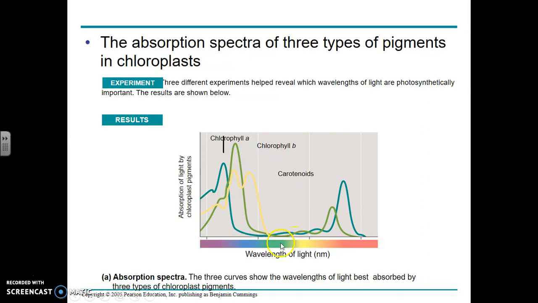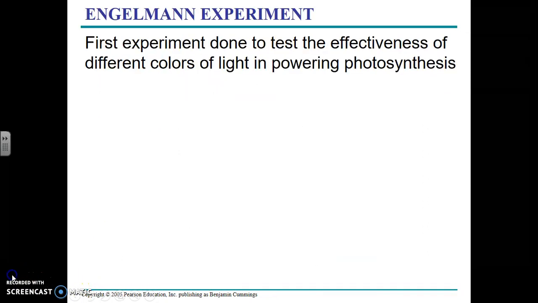But they don't absorb green or yellow light really well. So what that means is that green and yellow are bad colors of light; they don't power photosynthesis well. And that violet is the best, and that orange and red is also good for powering photosynthesis because these pigments can absorb those colors of light well.